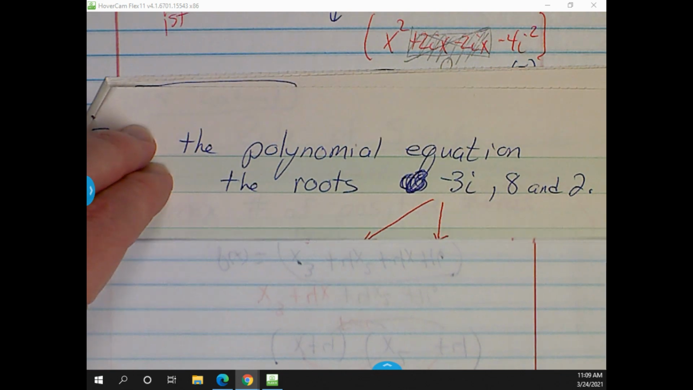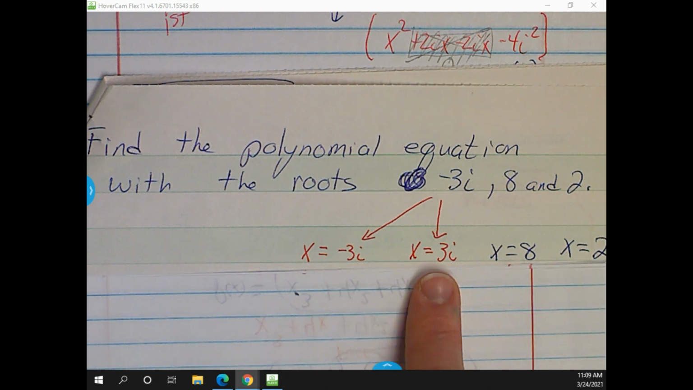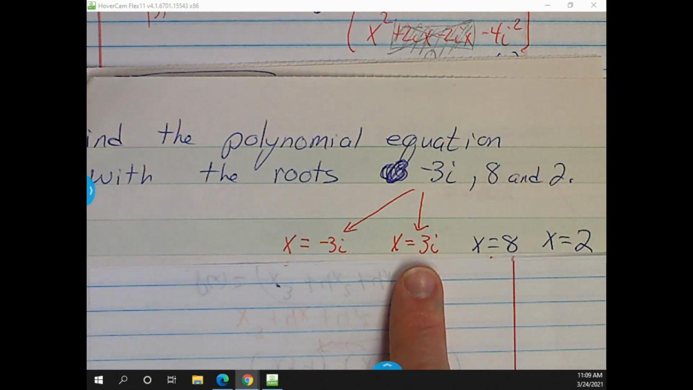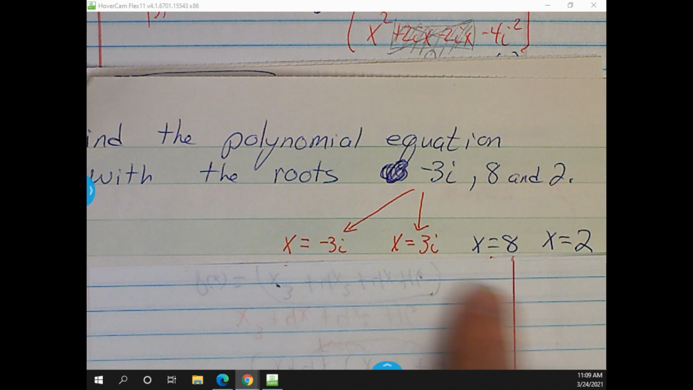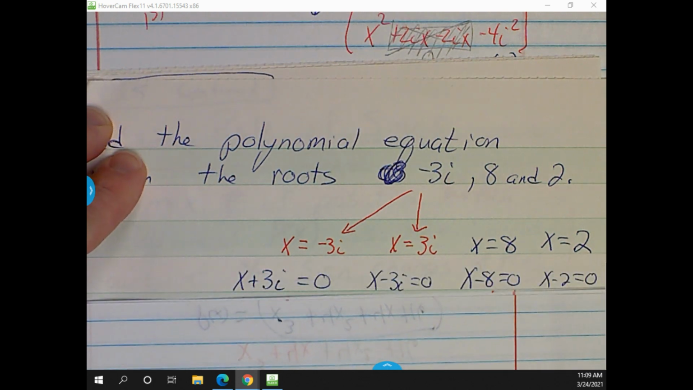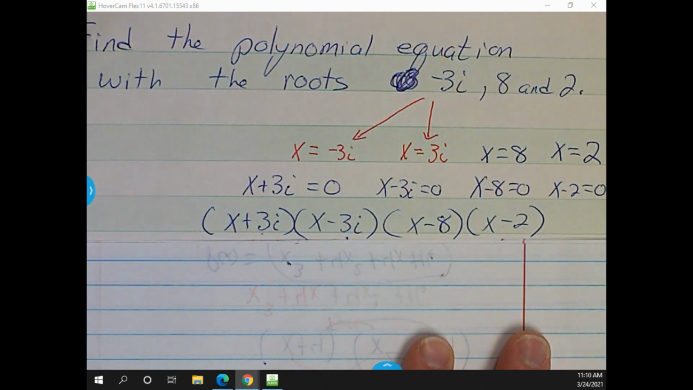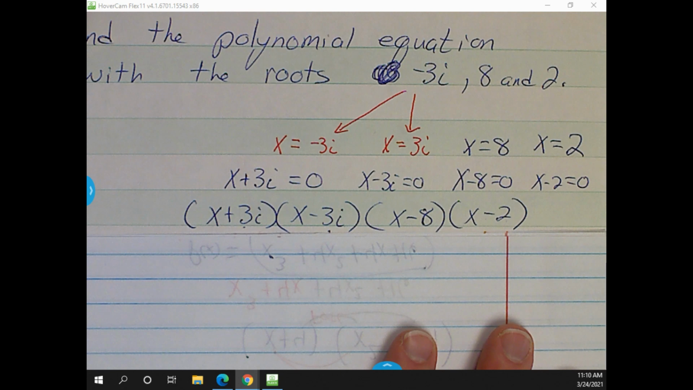Main thing is, they give you -3i. You've got to know that +3i is also a solution. We also have x equals 8, x equals 2. You're still going to add or subtract these numbers over so that you can get them all equal to 0. And then once you've got them all equal to 0, we're going to go back and multiply them together.